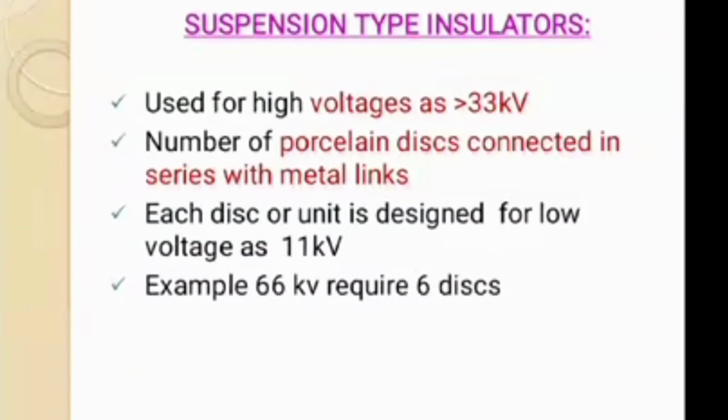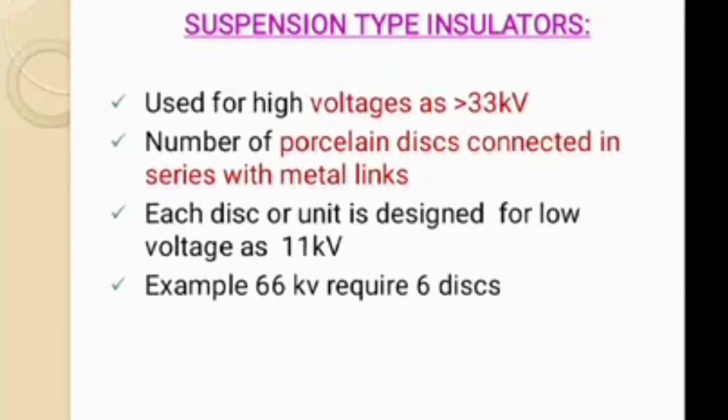Next one, suspension type. These suspension type insulators are used for voltage range greater than 33 kV. We take pin type insulators and arrange them in a series with the connection of metal links. Such type of arrangement is called a string. This string is called a suspension type insulator.